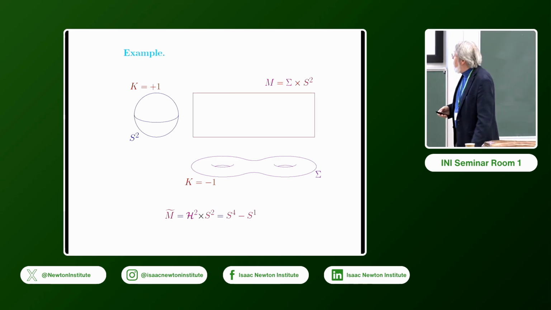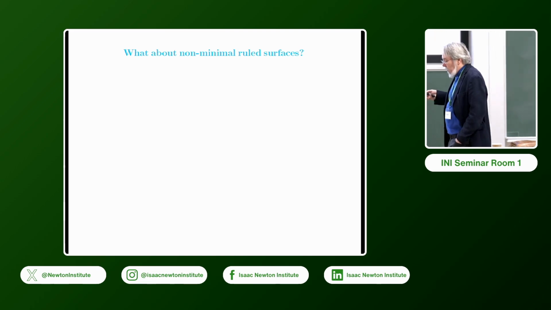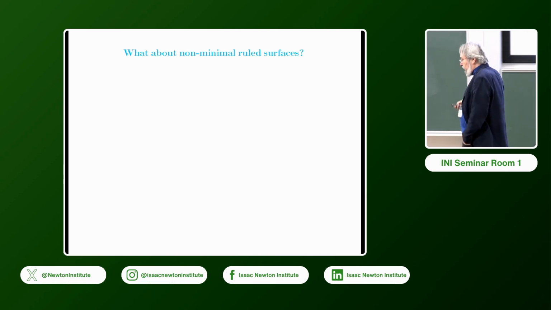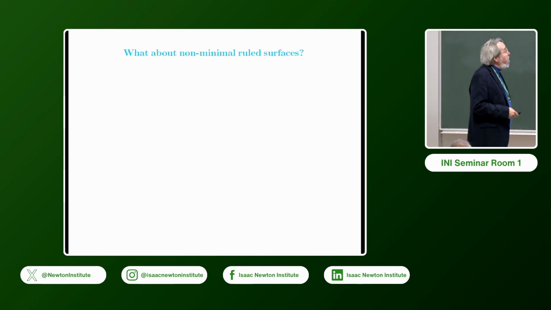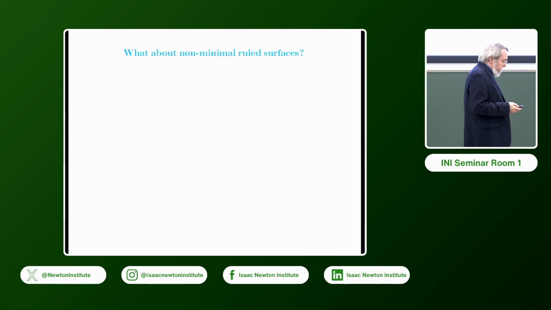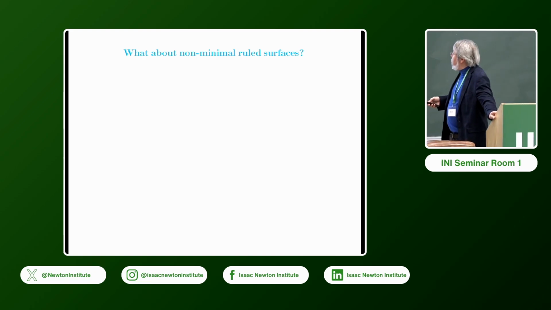All right, so these examples are minimal. That is to say, they're not the blow-up of another complex surface. So what about things that are actually non-minimal complex surfaces which admit scalar flat Kaehler metrics?